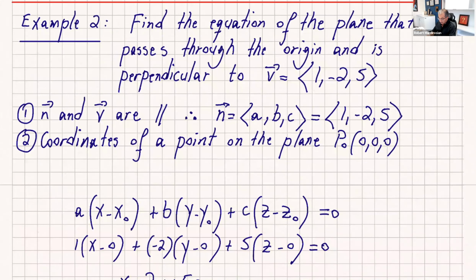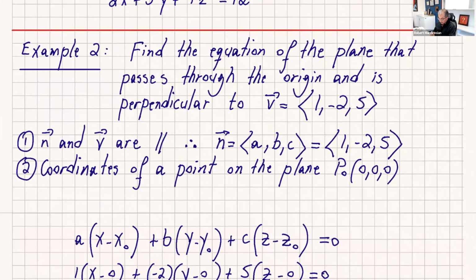Let's take a look at example 2. Find the equation of the plane that passes through the origin and is perpendicular to this vector. When you hear the word perpendicular, a plane is perpendicular to a vector, then you know that vector is parallel to n, or the n can have the same components. So, and I put it here. Number 1, n and v are parallel. So n can be a, b, c, and we can just take that 1, -2, and 5. Coordinates of a point on the plane, so it passes through the origin. So we know it's 0, 0, 0.